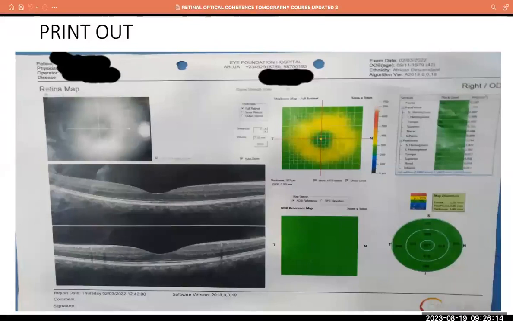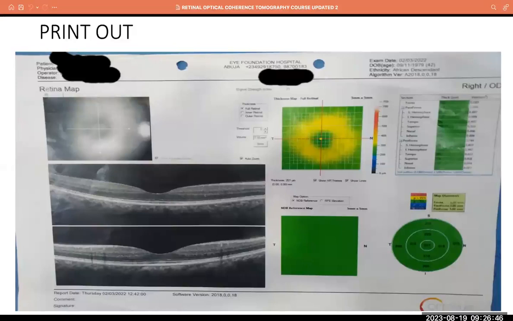Now, the first image to the left is the retinal map. You can see clearly written retinal map. The first image there is the image of the retina. It looks more like a red-free image. In some machines, they will write SLO beside it, meaning scanning laser ophthalmoscopy. Some people also call it an enforced image, although this is not clear.